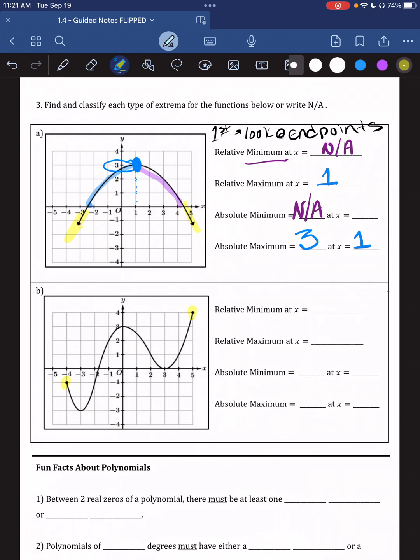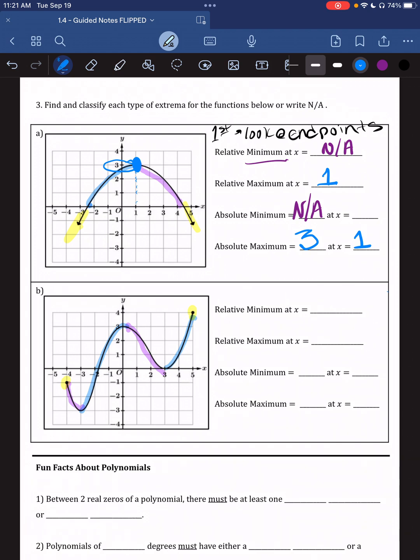Next thing we're going to want to look at is increasing and decreasing. So let's see, here we're increasing, and here we're increasing, and then we've got decreasing and decreasing. So again, everywhere that we see that color change, including those endpoints, we also need to consider.